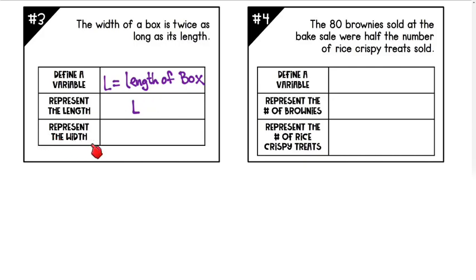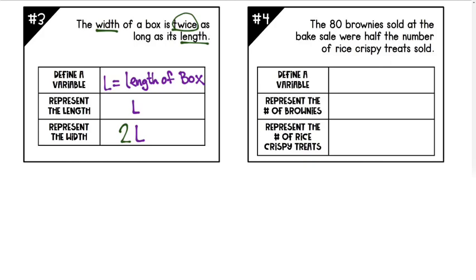So there has to be a way that I can represent width by using the variable that I've already chosen, which if we look at this, it says width of a box is twice as long as its length. So if I just take the length and I double it, then I have a width. So 2L would be the representation of the width.